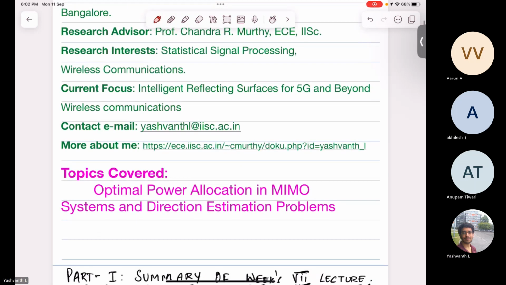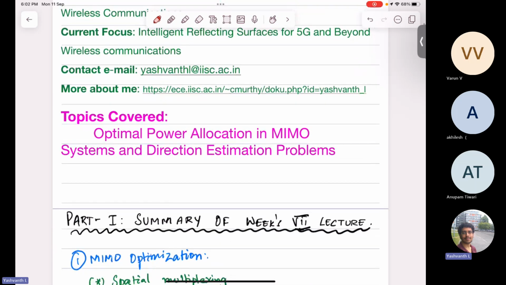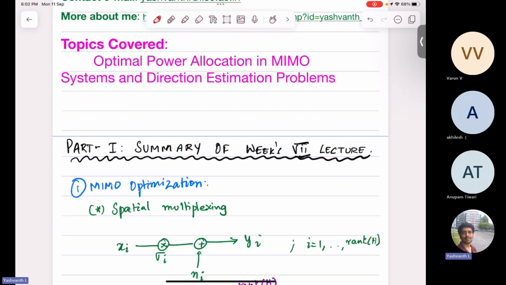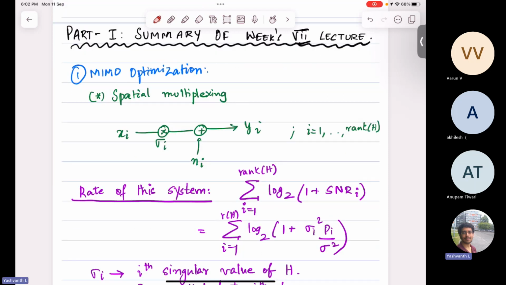So the topics which will be covered for today's session will be based on optimal power allocation in MIMO systems and some direction estimation problems. So as usual, the first part of today's TA session will be to quickly summarize the week 7's lecture. The first lecture started with the title MIMO optimization.